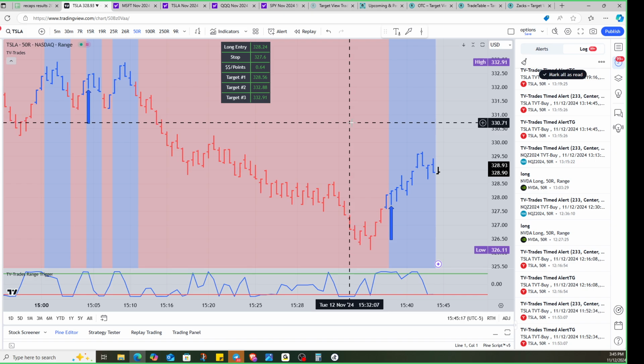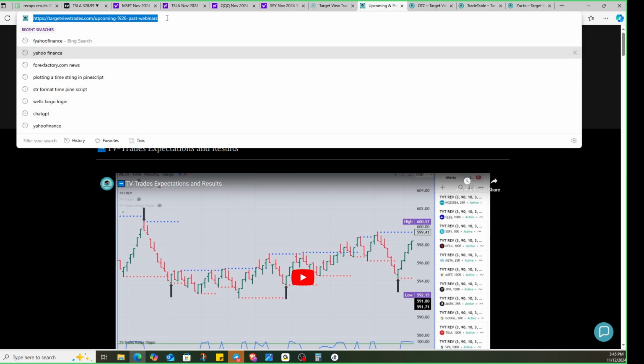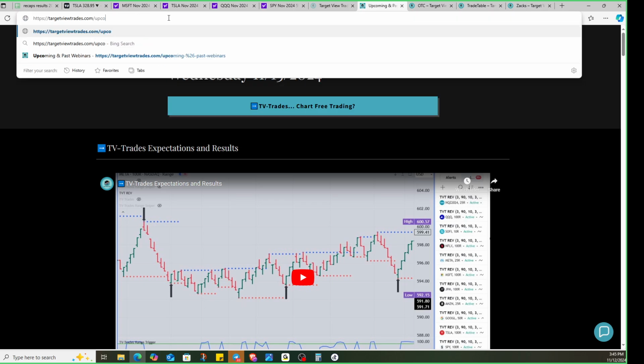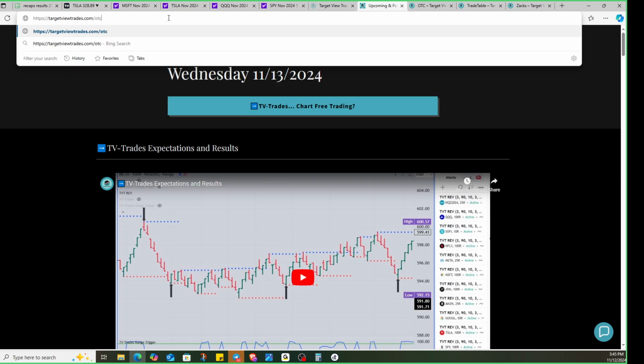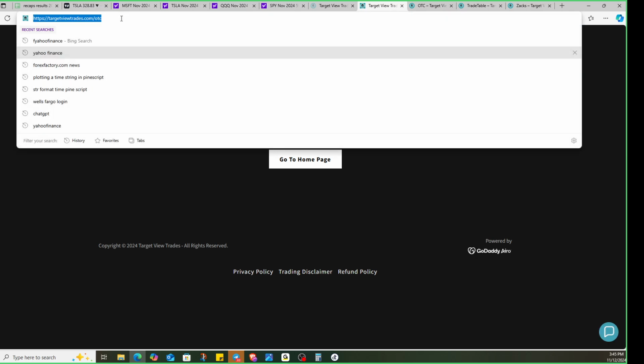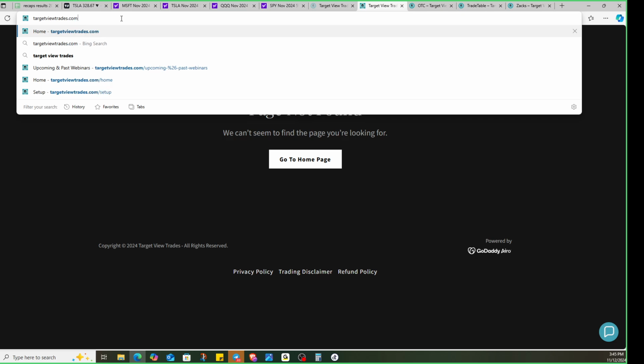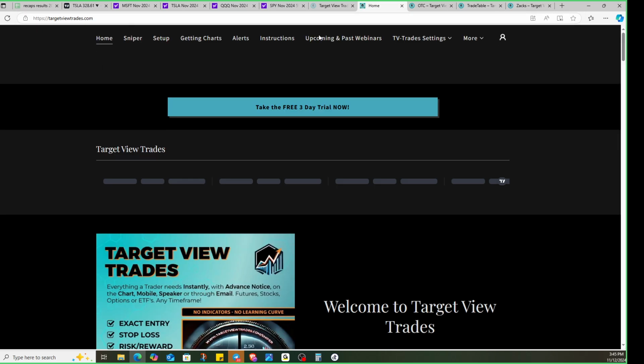Okay. Is this different from the G? No, it's the same trial. The same trial truck. Okay, I didn't realize that the target view trade / OTC page didn't work. Just go and see what that looks like. Yep, it doesn't work. Okay, let's just go back here. Did I spell it right? Yeah. And this is the home page of target view trades.